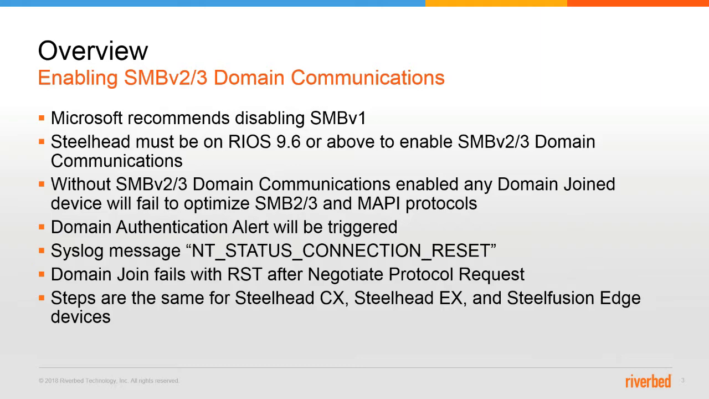If you're trying to domain join and that domain join is failing, you can pull a quick packet trace and narrow in on the negotiate protocol request from the SteelHead. If that is getting reset by the domain controller, that is a good indication that we need to get SMB v2/3 enabled on the device.